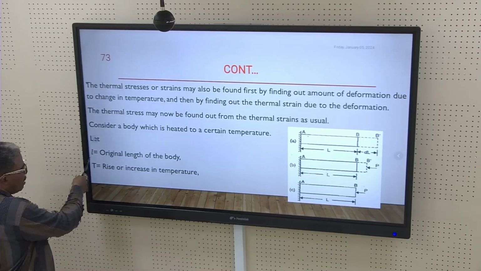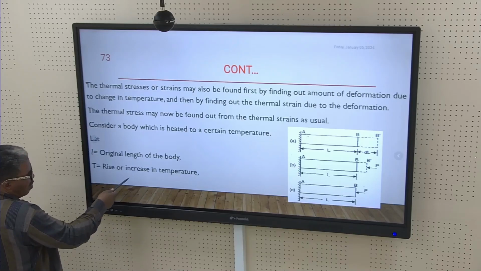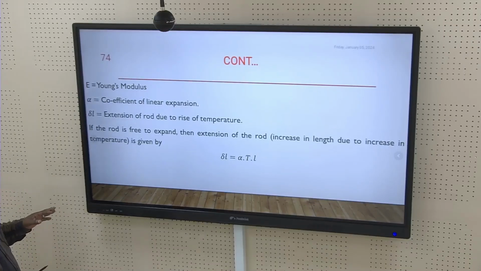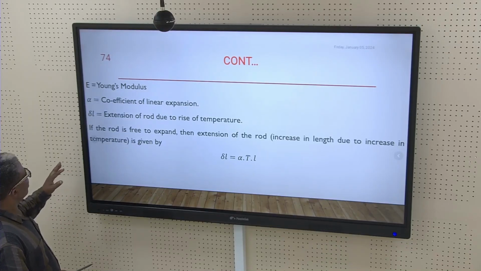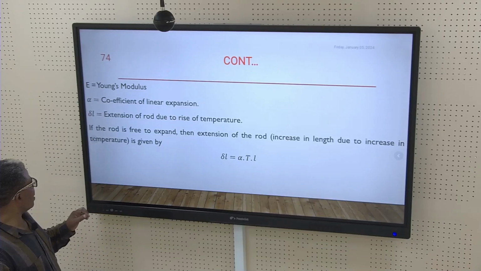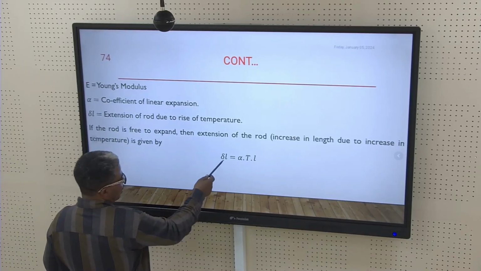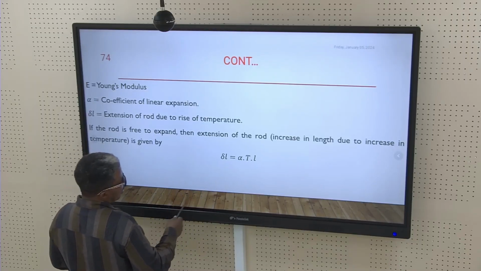So L, small l, is the original length of the body, and capital T is the rise or increase in temperature. We have seen that capital E is for Young modulus or modulus of rigidity, alpha is the coefficient of linear expansion, and change in L is the extension of the rod due to rise in temperature. If the rod is free to expand, then the extension of the rod, the increase in length due to increase in temperature, is given by, as you can see here. So the increase in length can be determined by alpha, the coefficient of linear expansion, the change in temperature, and the original length.